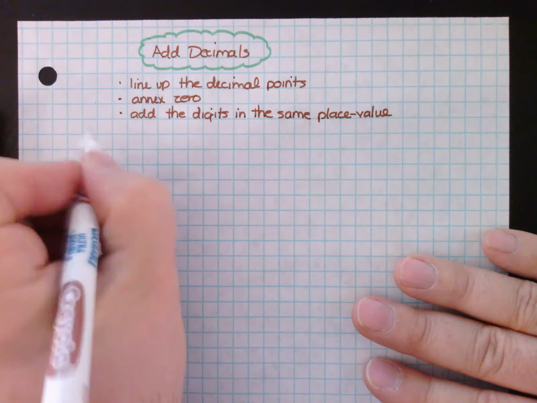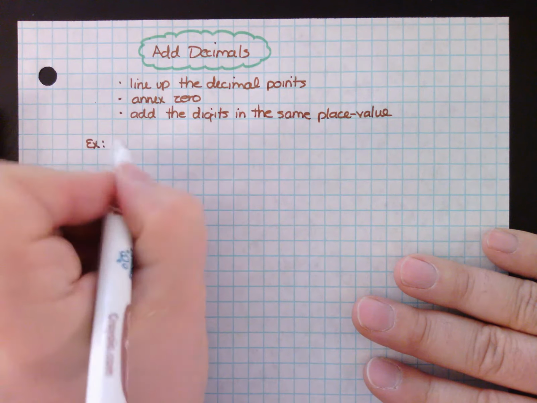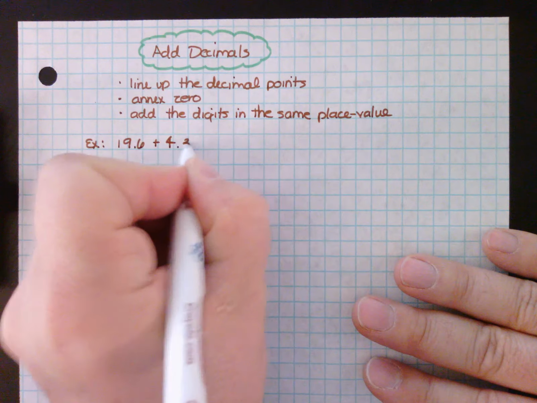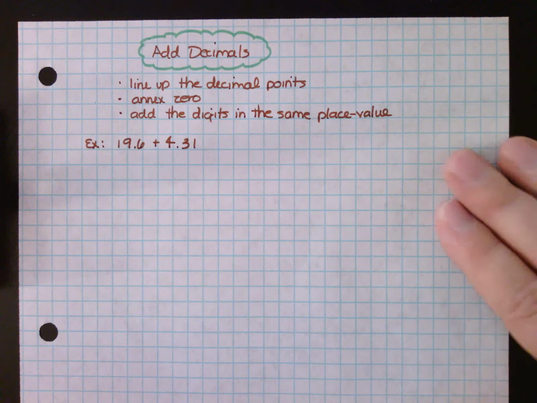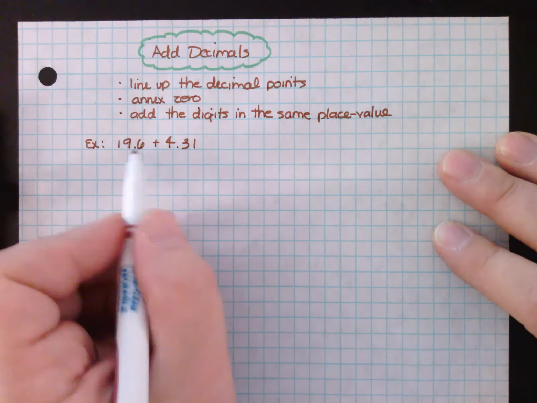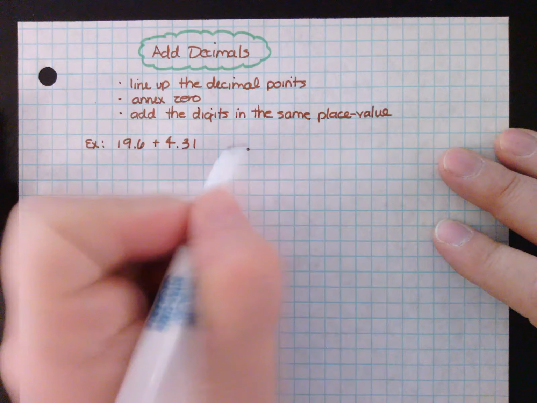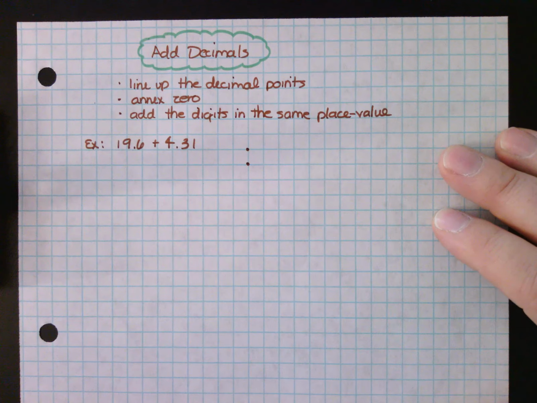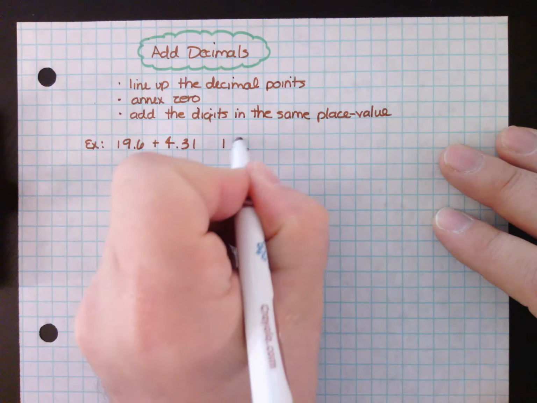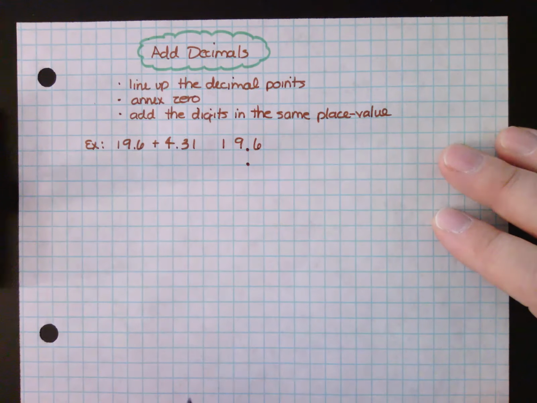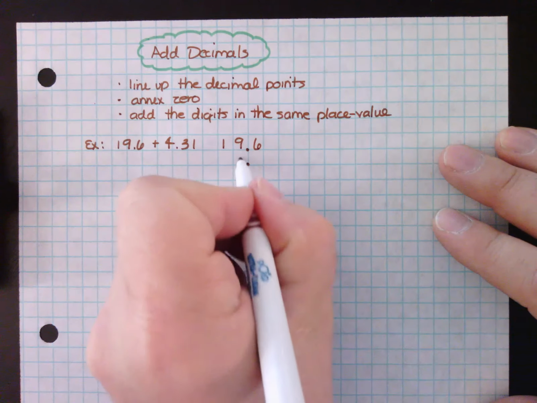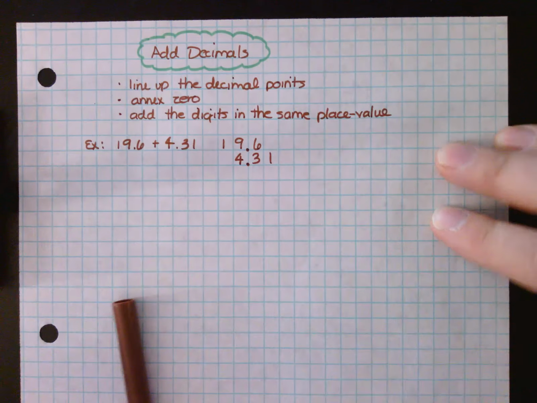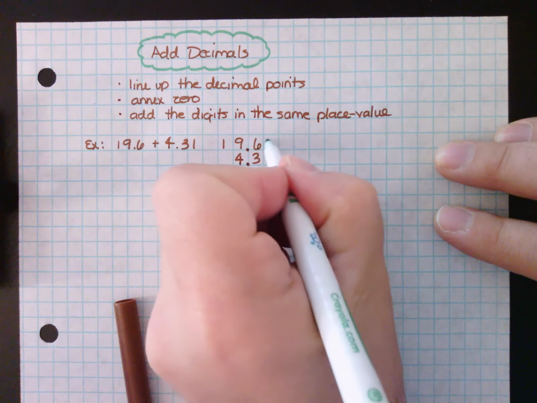So let's look at an example. 19.6 plus 4.31. So our first step here is to go ahead and line up those decimals. I see I have two decimal place values, so I'm going to go ahead and line it up. Two decimal places. Then I can fill in my numbers. So I have a 1, 9, and then a 6 on the right side of the decimal, and then I have a 4, 3, 1. Notice here I can annex a 0.